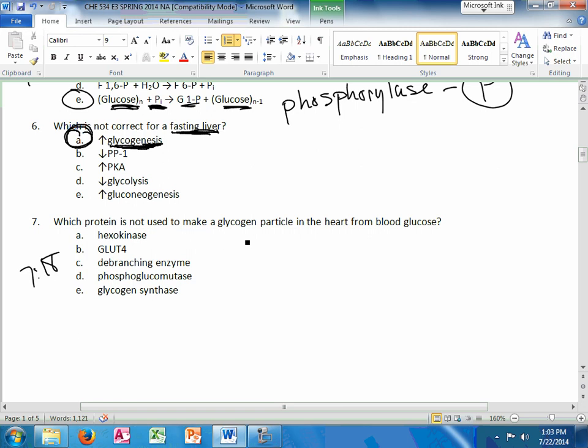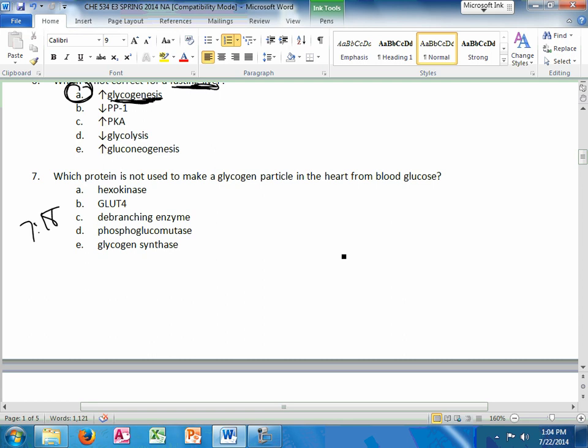Which protein is not used to make a glycogen particle in the heart, muscle, from blood glucose? So not used to make a glycogen particle. We're talking about the synthesis reactions you have memorized, and debranching is in the degradation reaction. Remember, in the synthesis you'll see things like the first step of glycolysis. You'll see how it got into the muscle, how it got into the heart, by GLUT4. So remember, GLUT4, muscles and fat; GLUT2, liver. Keep those straight. They could help you on a test question here.